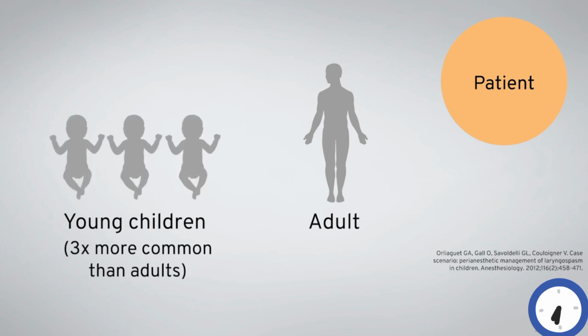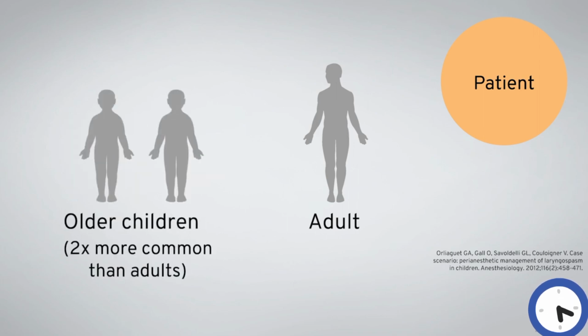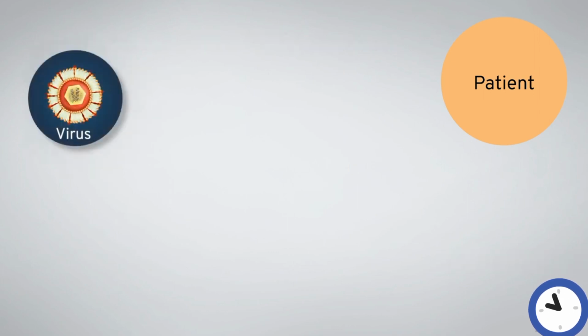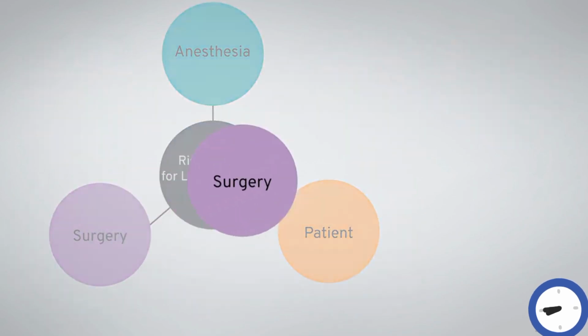Laryngospasm is 3 times more common in younger children compared to adults, and 2 times more common in older children compared to adults. The risk for laryngospasm is increased during acute respiratory infection and up to 6 weeks after resolution of the infection. Certain types of surgery predispose patients to higher risk for laryngospasm.